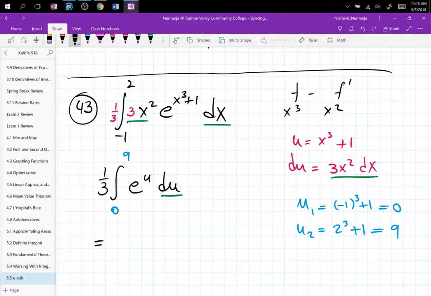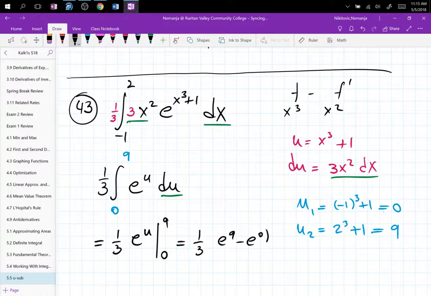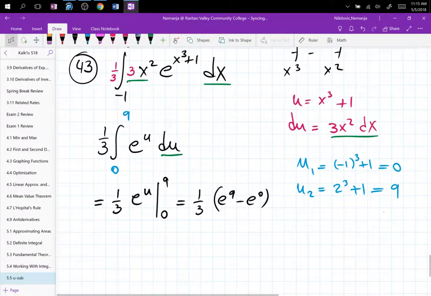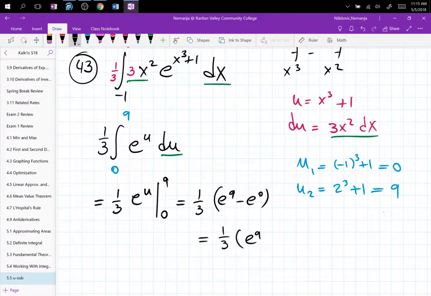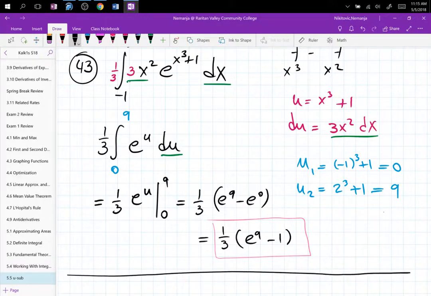All right, so now 1/3 e to the u computed from 0 to 9. That's 1/3 e to the 9 minus e to the 0. How much is e to the 0? Yes. You do not have to go further and get the decimals and stuff. This is exact. It's fine. Just leave it there. Walk away. Or limp away, depending on your status of practice of this.